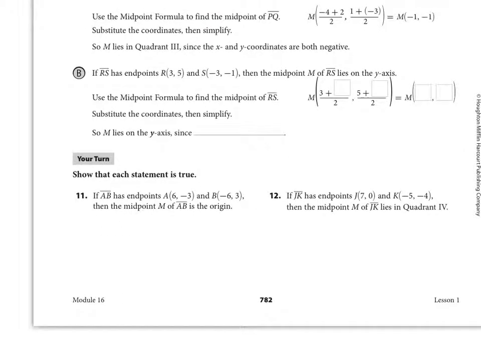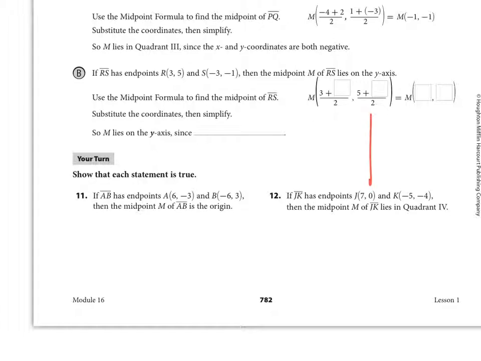One thing I need to mention is that midpoint is a point. That means you need to have an x and you need to have a y. So the midpoint should be written in the form of a point. I'm going to do number 12, and I'll have you try number 11 after that before I show the answer. So number 12. Directions, by the way, say show that each statement is true. If segment JK has endpoints of 7, 0, and -5, -4, then the midpoint M of segment JK lies in quadrant 4.